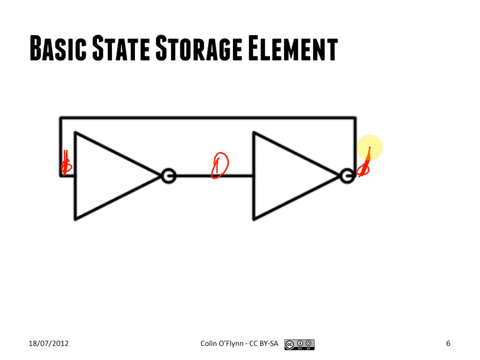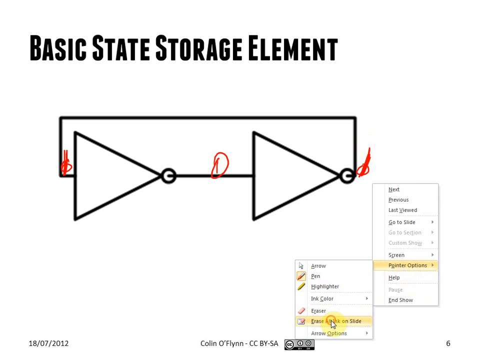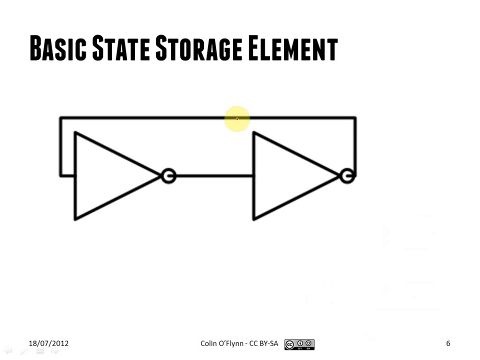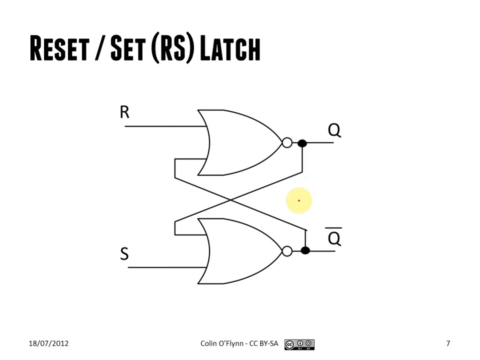It's not very good, though, because it's difficult to change the value. To change the value, we would have to open this loop, put the new value in, and then close it again. So that's, as drawn, not an ideal storage element. But what we will use instead is the most basic one, which we call a latch.